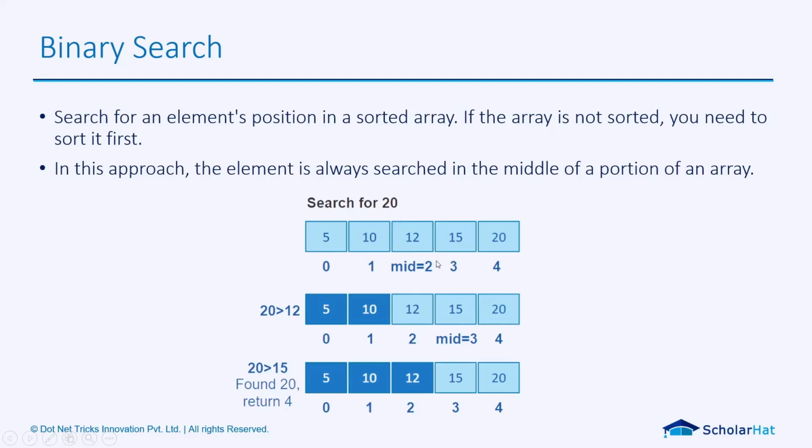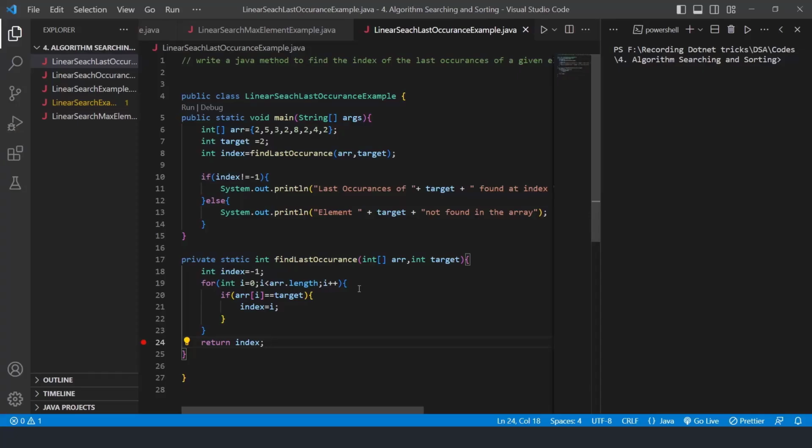So we are dividing into half, and every time we try to find where it is. So this is all about it. We'll jump to VS Code and try to solve this question. Now we'll see the implementation of binary search.